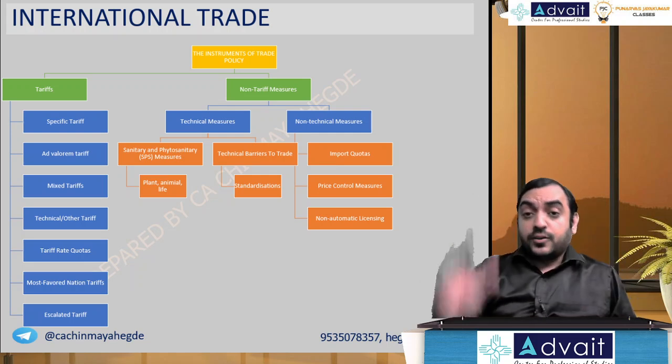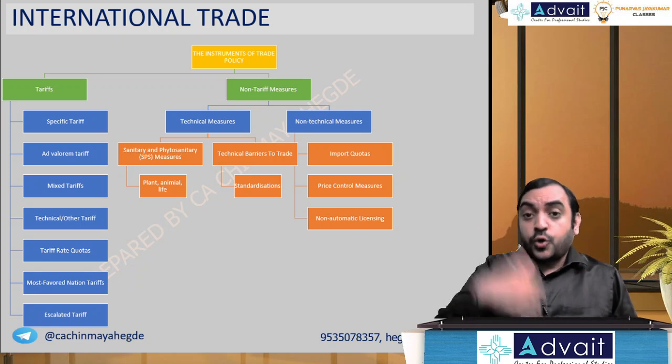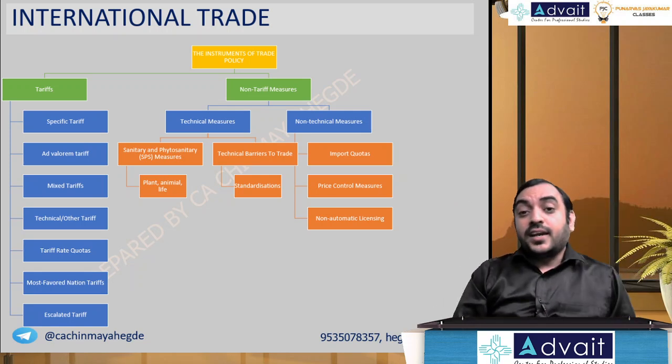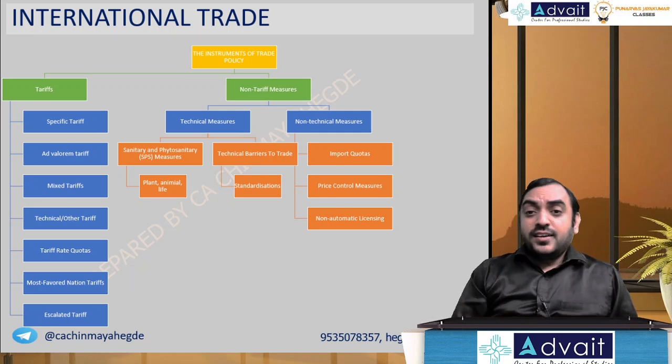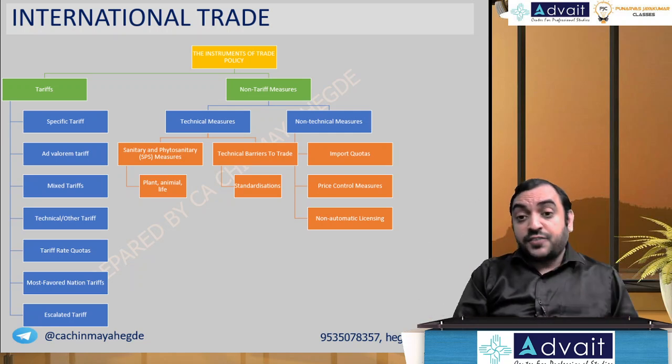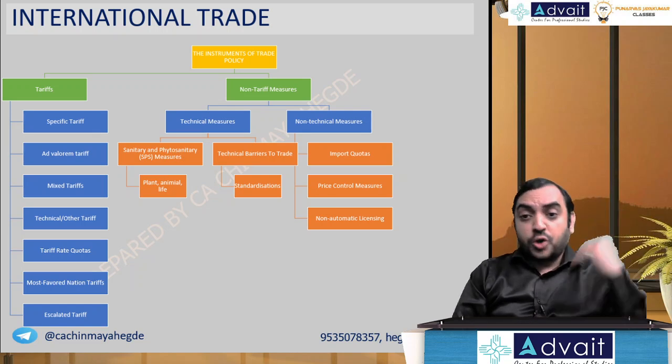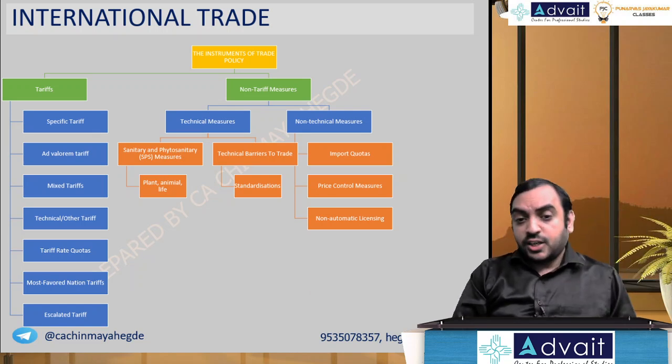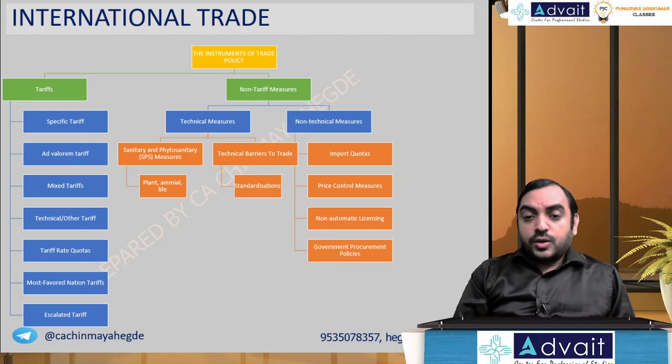Initially, it used to be there when Indira Gandhi and all was there. If you want to import a car, you have to get an approval. You have to make an application. They will give justification, they will certify, then only you can import. So a lot of license raj was there. Now it is taken out, but now in certain cases they can put it.